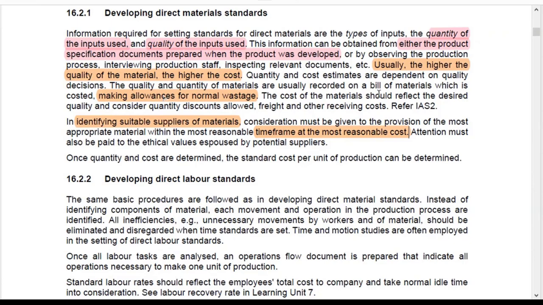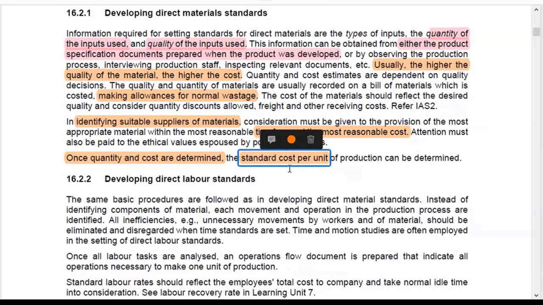So in terms of identifying the quantity that you're going to need and the cost, that's when you will be able to say, all right, cool. Now I have all the information as to the type of material that we're going to use, the quantity that we might be using. I've identified the supplier that I'm going to use. I've taken into account that there might be normal losses. Now, what is the standard given all these factors? That's when you can determine the standard cost per unit for your material.